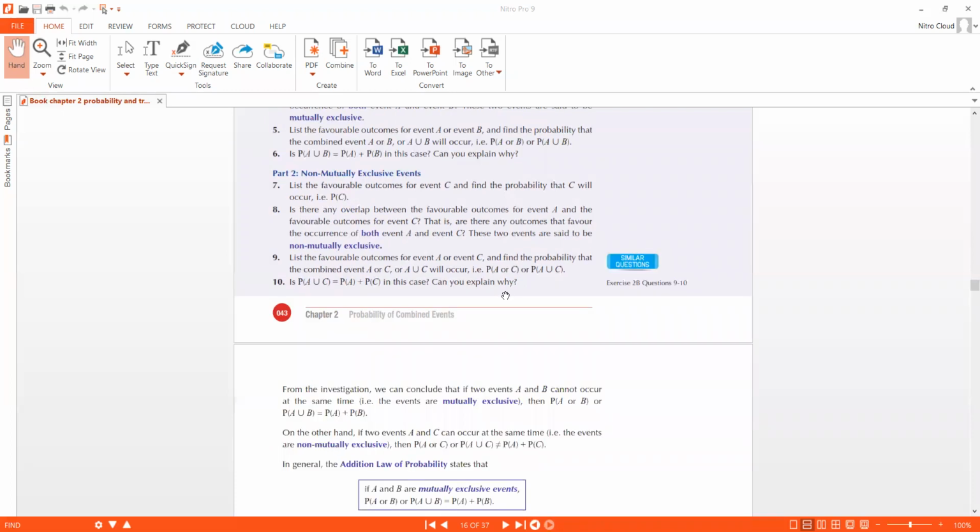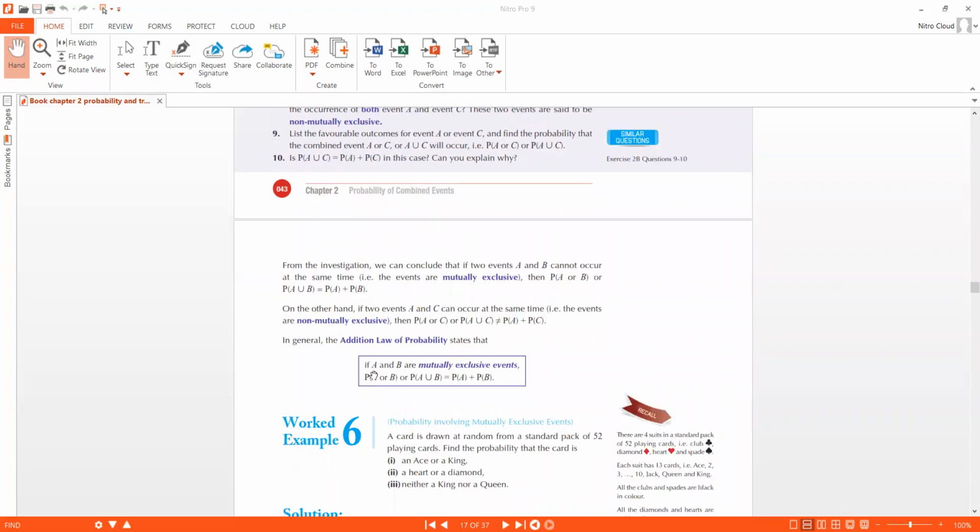So this is the probability of A union B and probability of A intersection B. When the events are mutually exclusive, the probability of A or B can be written as, instead of or, we should use union. When I'm saying union, it means I'm assuming addition.